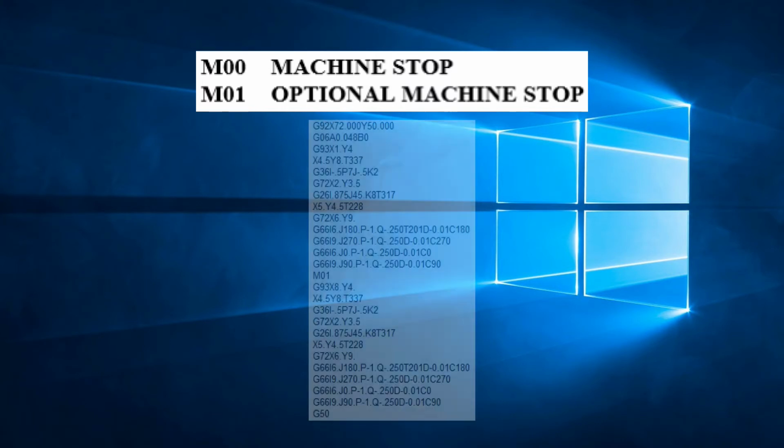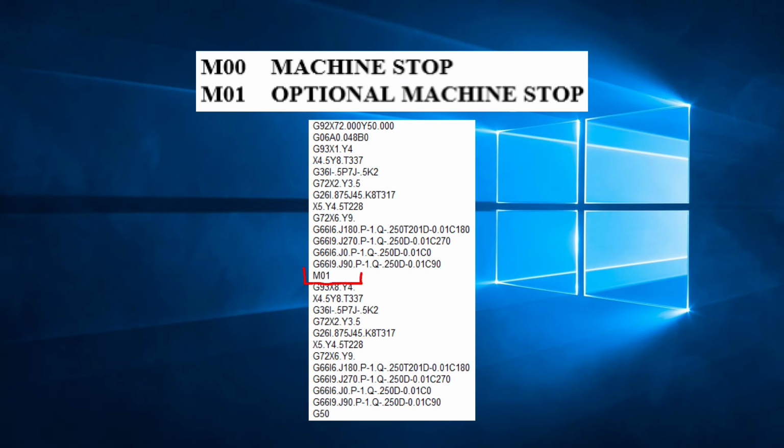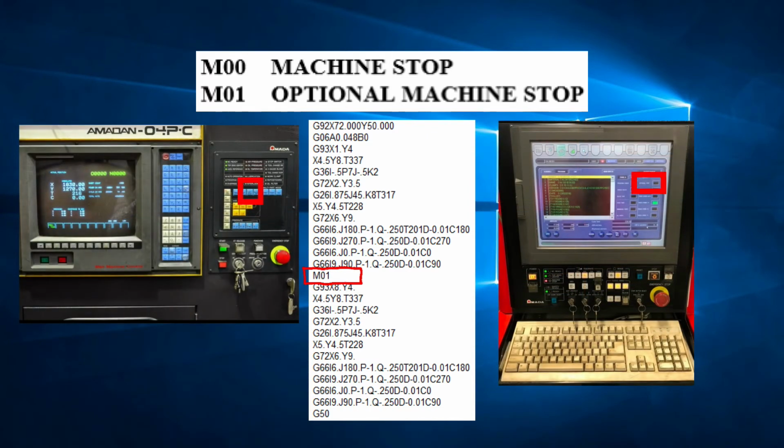The M01 code does exactly the same thing as M00, but will be taken into account by the machine only if the optional stop button on the control is activated. If the button is not activated, the M01 line will be ignored by the control and the machine will not stop. An example of using M01 could be when we want to stop the program for inspection during the running of the first sheet, but not for the remainder of the sheets.